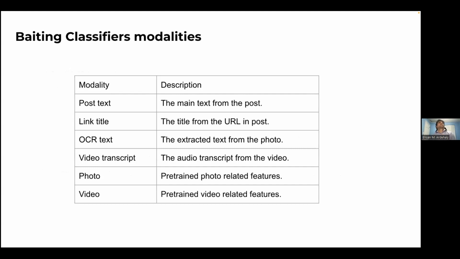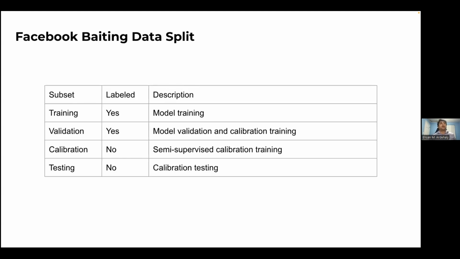Our classifier is trained on different modalities. We use the post text, link text, especially the link title. It's very important, especially for clickbait, because clickbait involves the link. We also use text extracted from photos via OCR, the video transcript if there is a video, and a bunch of photo and video pre-trained features to train our models. But the main focus today is not the model itself, it's more about the calibration.